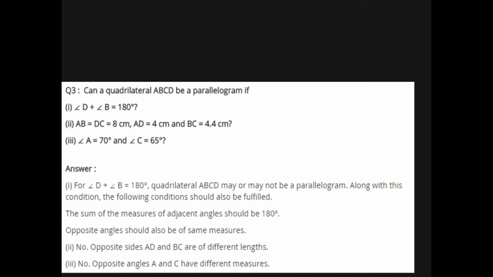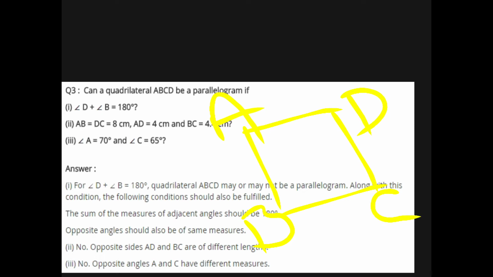Angle A is equal to 70, angle C is equal to 65. If we construct a parallelogram like this, this is angle A, this is angle B, this is angle C, and this is angle D. Angle A is opposite to angle C. So if angle A is 70 degrees, angle C has to be also 70 degrees. But here it is angle A 70, angle C 65. Both are different. So we can say no, this parallelogram is not possible.